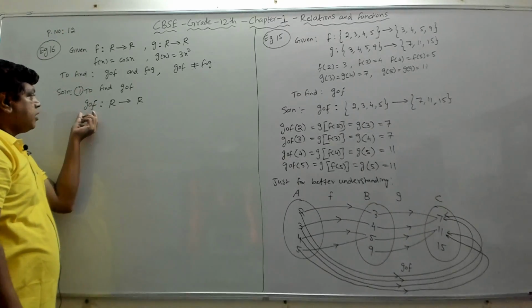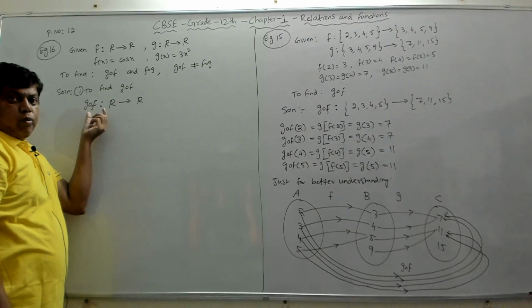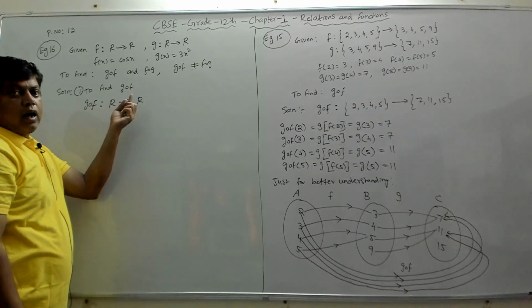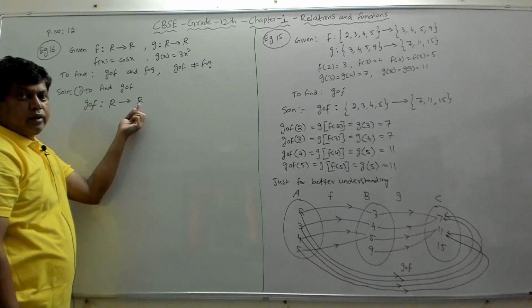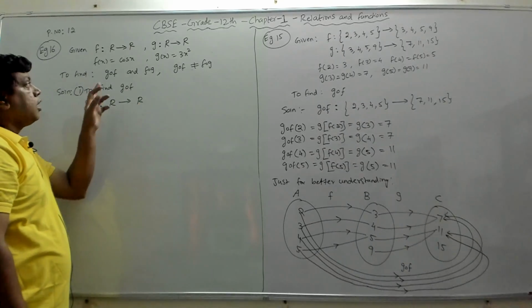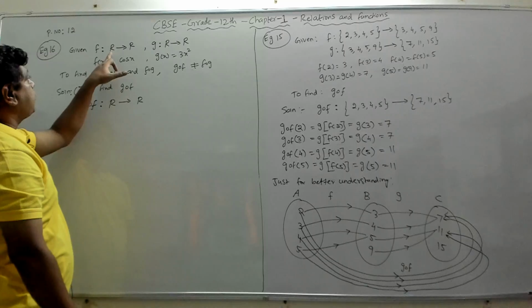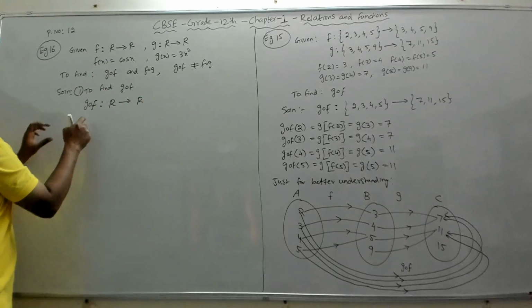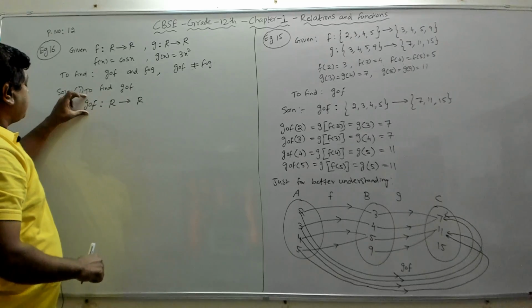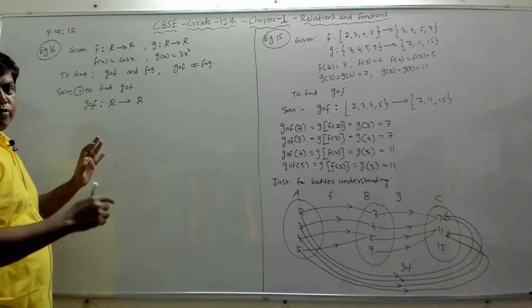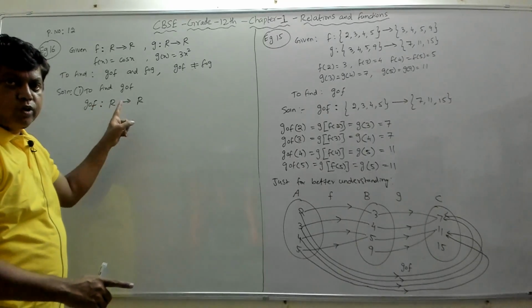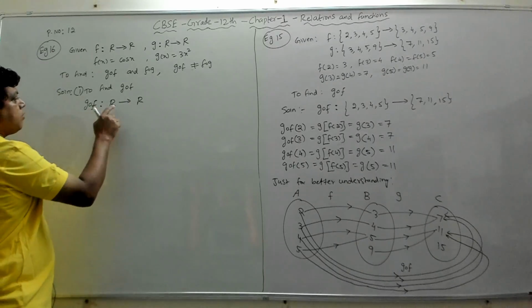The domain of g of f, the starting set, will be the domain of f. And the ending set, which is the codomain set, is the codomain of g. The codomain of g is this. This is the domain of f. Right? Now, the first information with respect to the function is done. Whenever we need to define a function, first we should say it is from which set to which set. That part is done. Your g of f is from R to R.